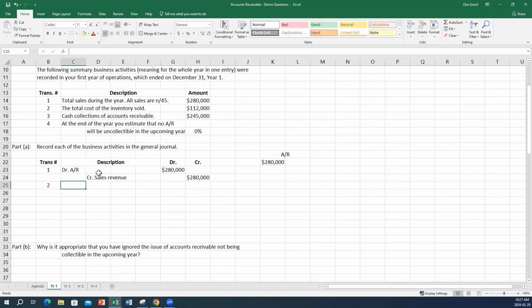Transaction 2. It says the total cost of inventory sold was $112,000. So I'm going to do a debit to cost of goods sold. That's because we used or consumed the inventory in order to help generate revenue, so I can claim an expense. Cost of goods sold is an expense.